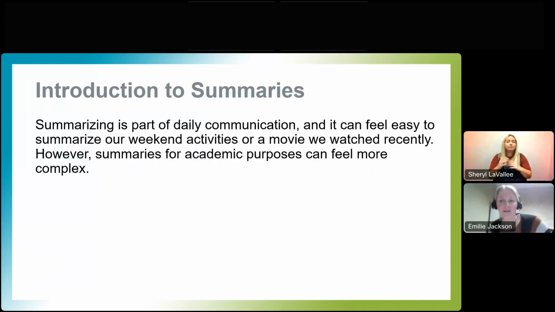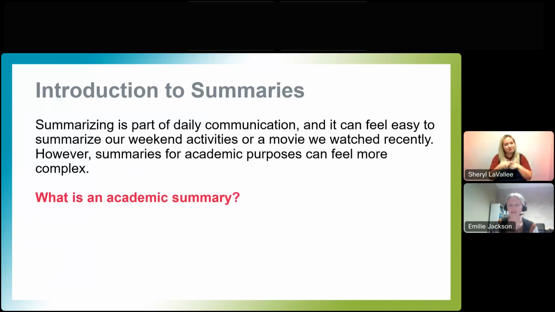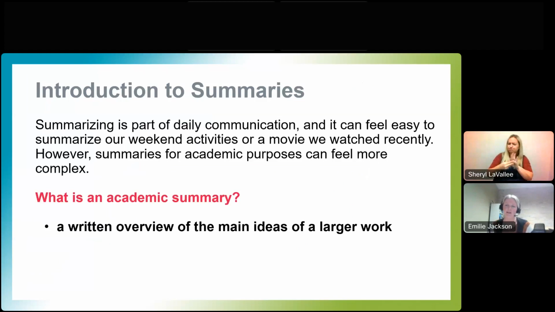Although summarizing is part of our daily communication, which we may or may not have realized. Of course, it's much easier to summarize our weekend or maybe summarize a movie or an episode of a TV show that we recently watched. But summaries for academic purposes are more complex. So when we're talking about an academic summary, let's be more specific. What do we mean here? An academic summary is a written overview of the main ideas of a larger work.